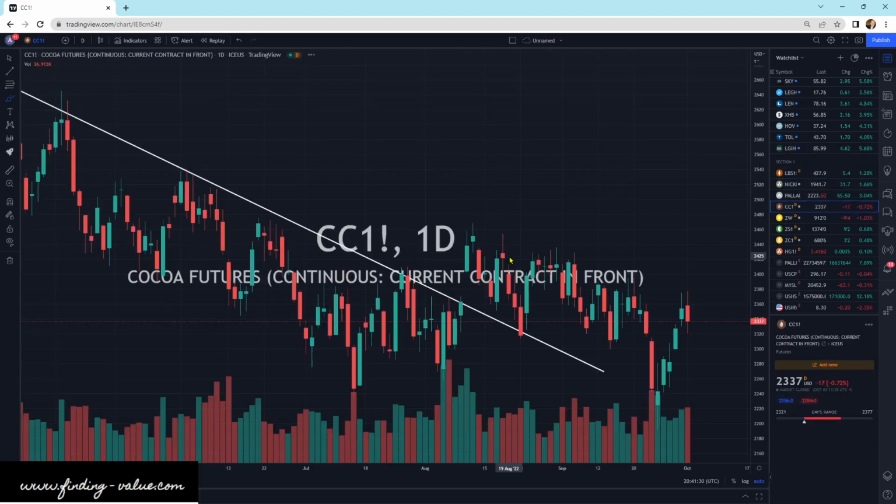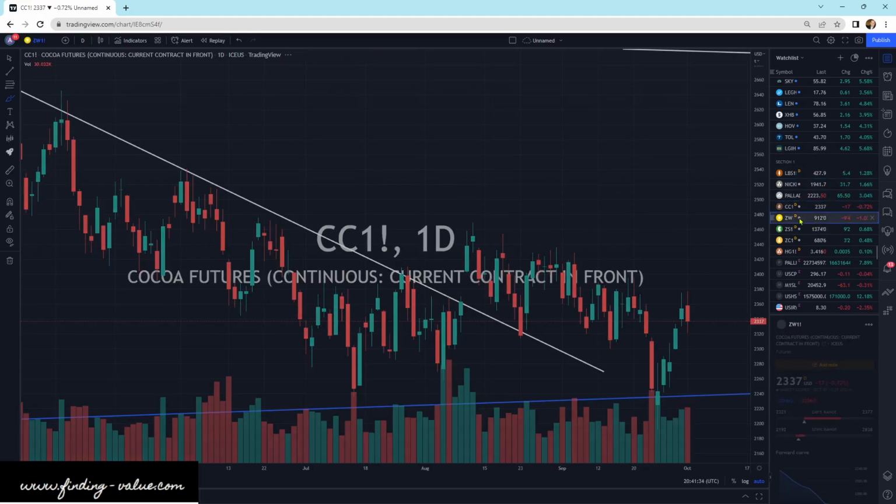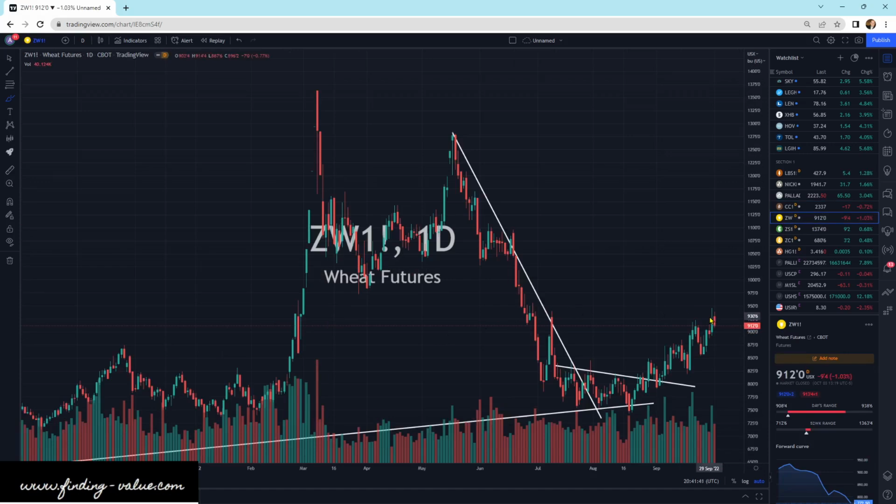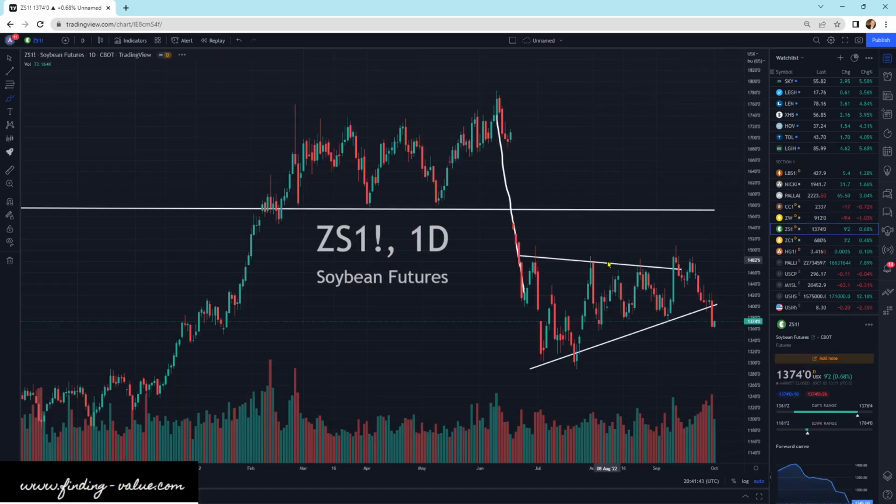We've got cocoa futures moving sideways. I still think it looks good. Or maybe we bounce a little bit more sideways. Wheat moving sideways. Still looks all right in my book here. Doesn't look too bad.